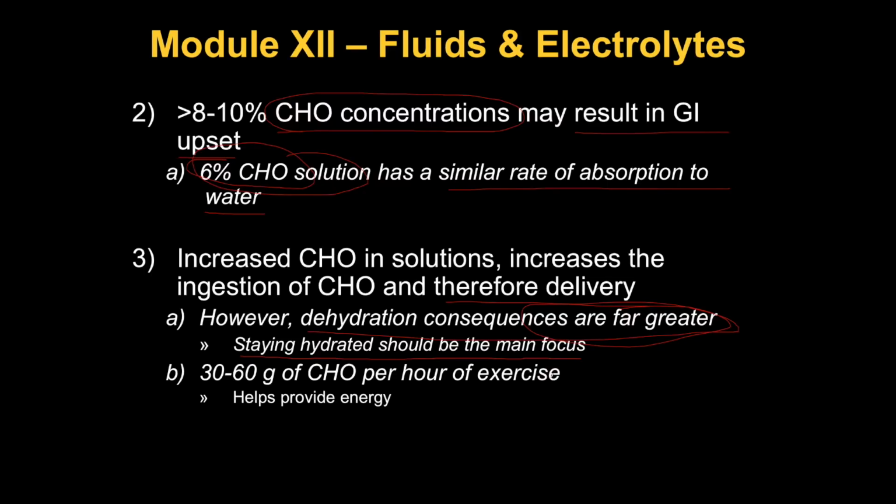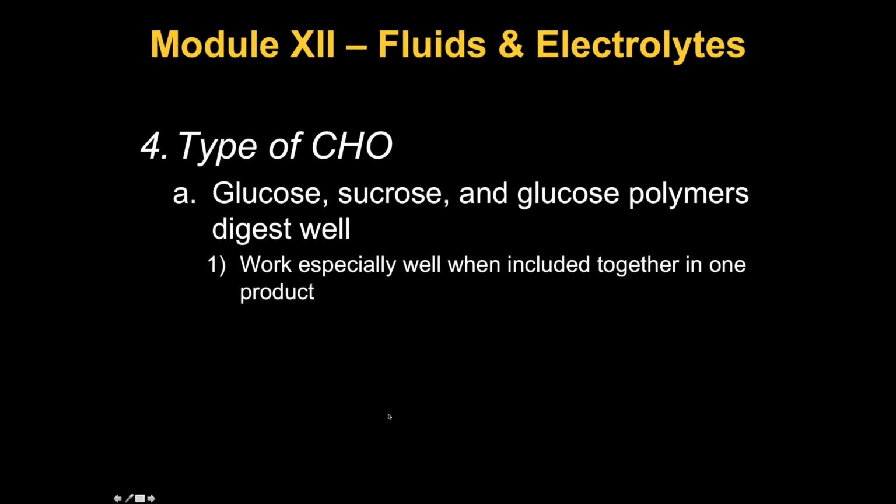That's not to say that that's not important, because we want to strive for about 30 to 60 grams of carbohydrate per hour of exercise to ensure that plasma concentrations of glucose remain at steady levels so that the central nervous system is getting what it needs, so that you offset some of the glycogen depletion that's going on with extensive exercise. So you're helping to provide energy when you do this sort of regimen.